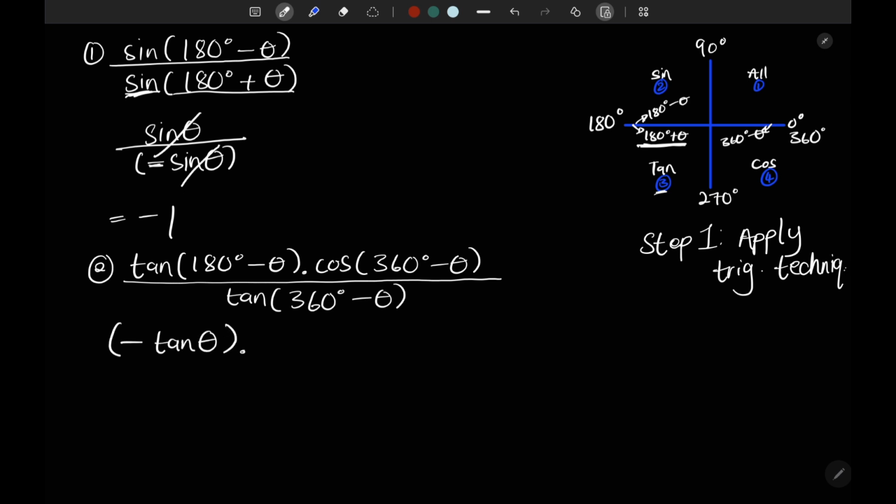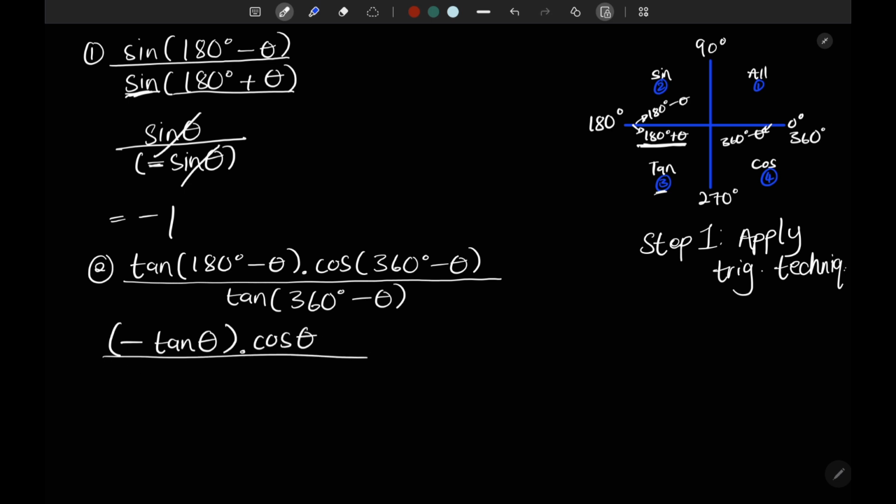This is where I'll show you guys the importance of the brackets. Now let's do multiplied by cos 360 degrees minus theta. 360 degrees minus theta, let's look for it on the CAST diagram. There's 360 degrees minus theta. It's in the fourth quadrant where cos is positive, right? Because it's cos's quadrant. It's in the fourth quadrant where cos is positive. So this should be multiplied by cos theta.